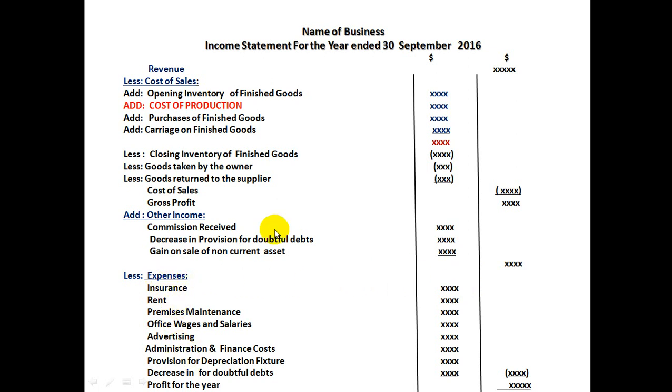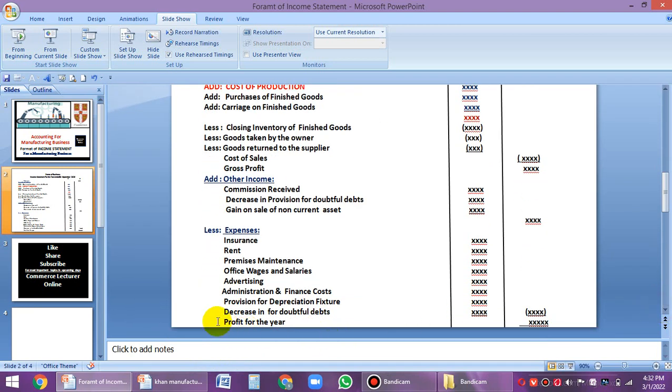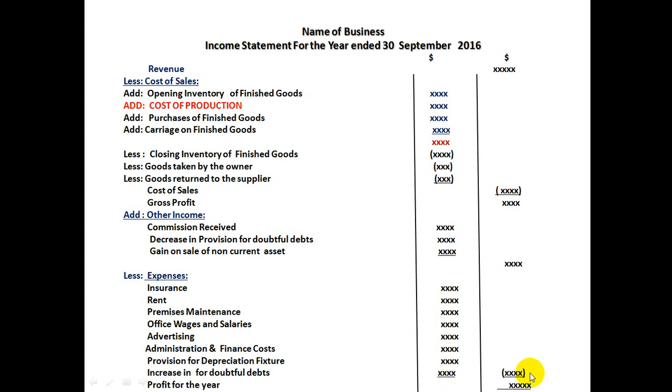Whatever expenses are given to us for a manufacturing business office, they are to be listed here. The total of all these expenses, which could be the insurance, rent, premises maintenance, office wages and salaries, advertising, administration and finance cost, provision for depreciation. If we have a decrease in doubtful debt provision, that will also be considered. It should be increase in the provision for doubtful debt. If we have an increase in the provision for doubtful debt, that should be considered as an expense. The total of all expenses will come here.